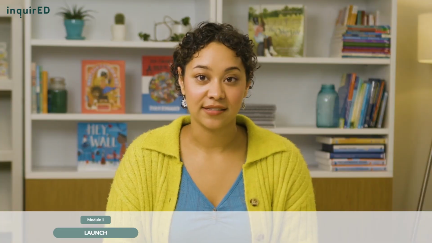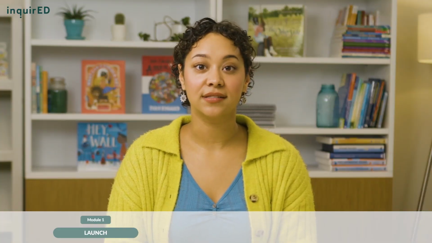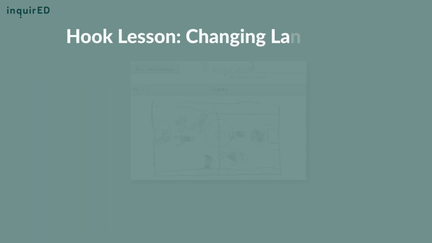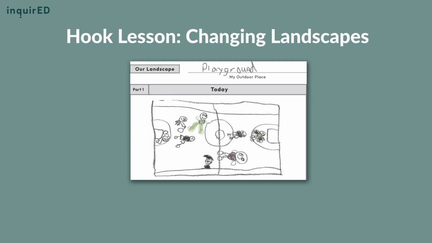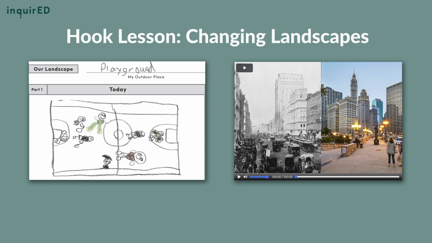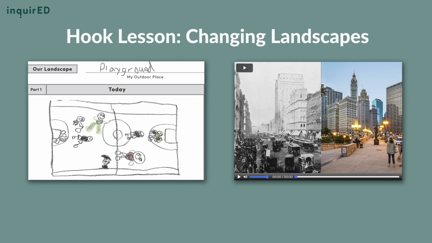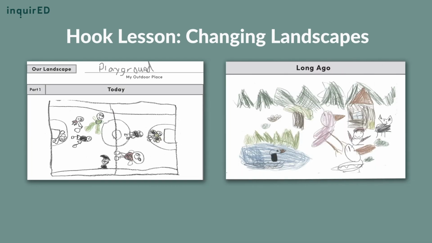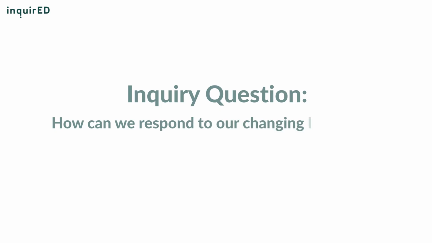The Our Changing Landscape inquiry launches with the hook lesson, Changing Landscapes. In this lesson, students will draw a local outdoor place as it is today, watch the video Chicago, A Journey Through Time, which shows how one location has changed over time, and then draw how they imagine their local place looked long ago. At the end of the lesson, students are introduced to the inquiry question that will guide their exploration. How can we respond to our changing landscape?